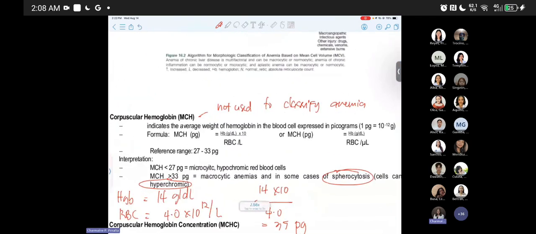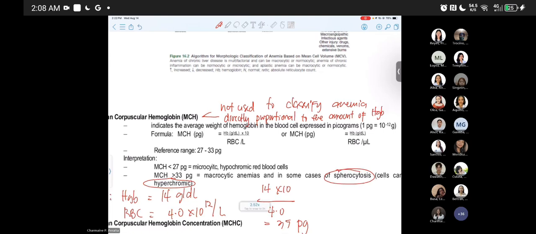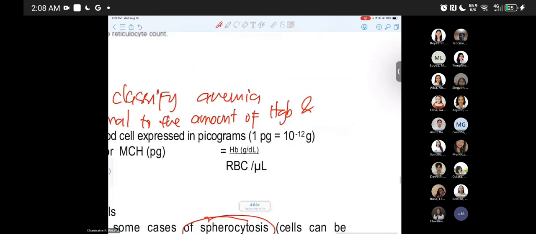MCH is directly proportional to the amount of hemoglobin and the size of the red blood cell.